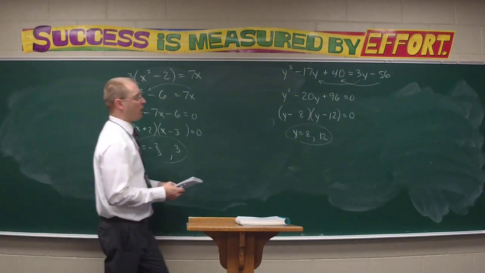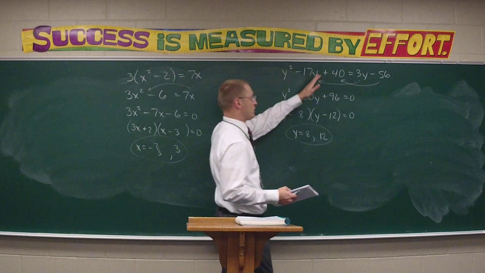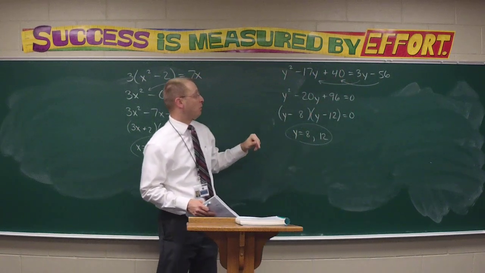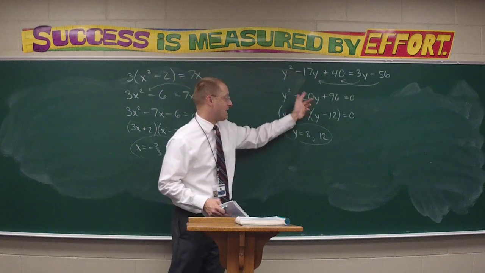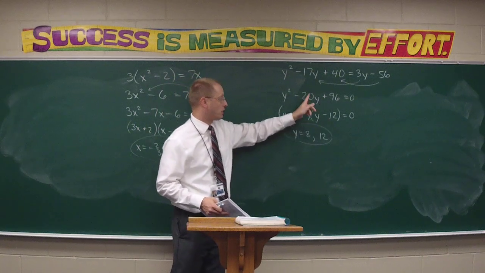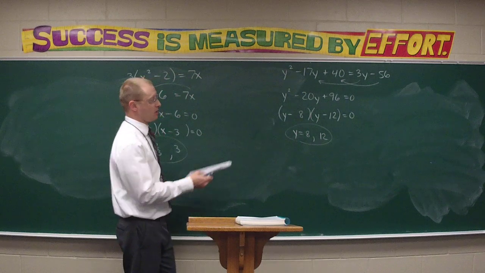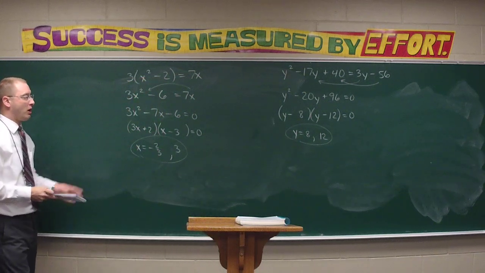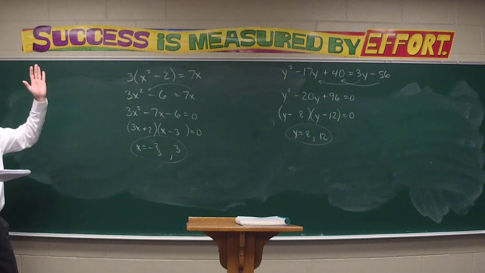All right, looking at the second one, had a couple things to move. The 3y comes over as a negative, you get negative 20y. 56 over as a positive, 96. At this point, backwards 12, y to y, negative 8 and 12 will get you the 20 and the net positive 96. So since it was y minus 8 equal to 0, y minus 12, moving both over, they become 8 and 12. How many of those answers on the second one, those who made it that far?